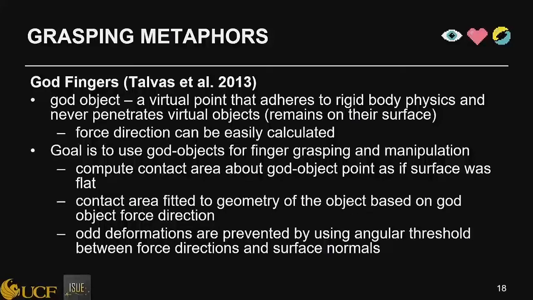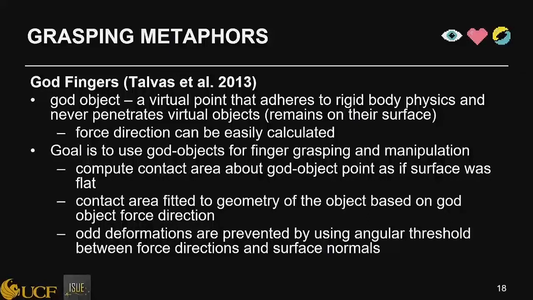The third one is called God fingers, and this is very strange. Some of the names that we come up with for techniques are very strange, as you're going to see as we move forward. But these are known as God fingers, and they're based on something called the God object. And the God object, why they call it the God object, I really don't know. But the God object basically is a virtual point that adheres to rigid body physics and never penetrates the virtual object. So it always remains on the surface, and that's the constraint that is applied to it.